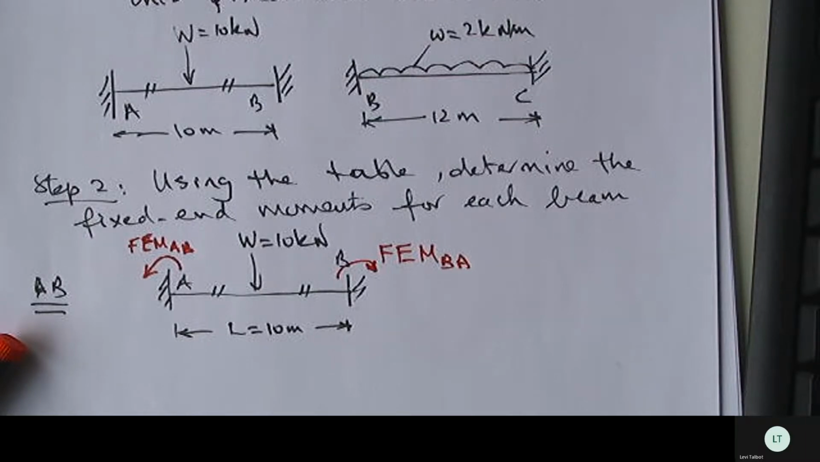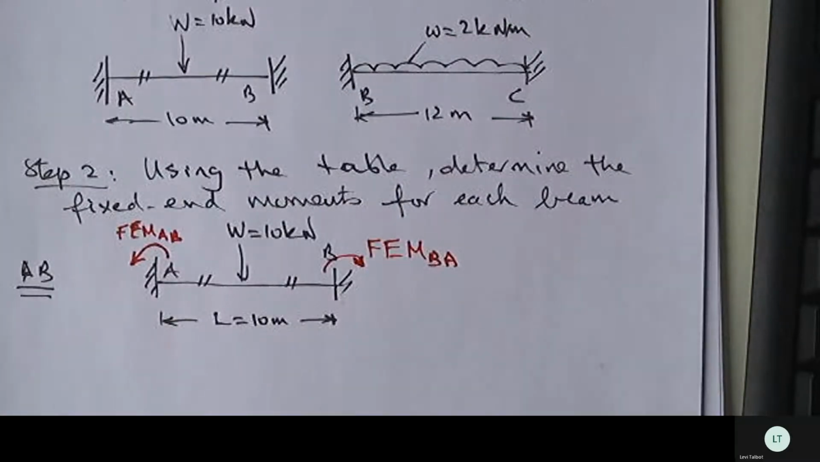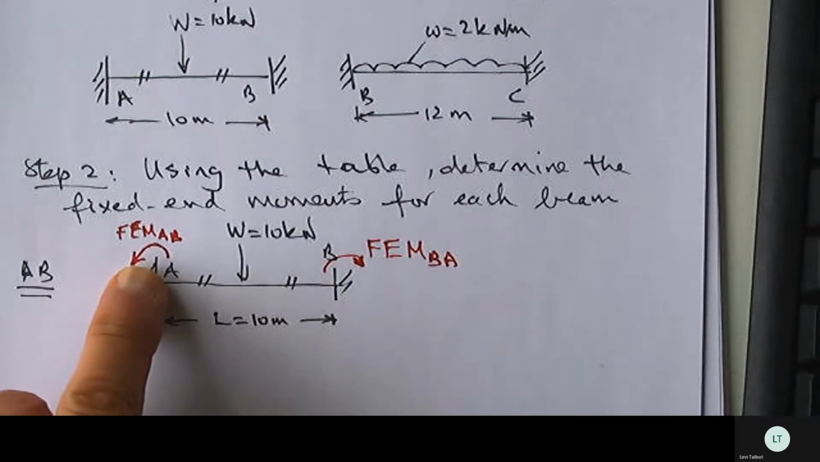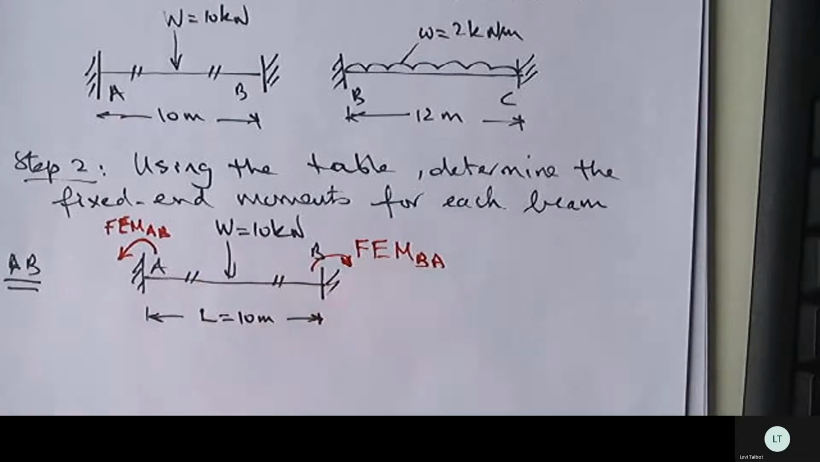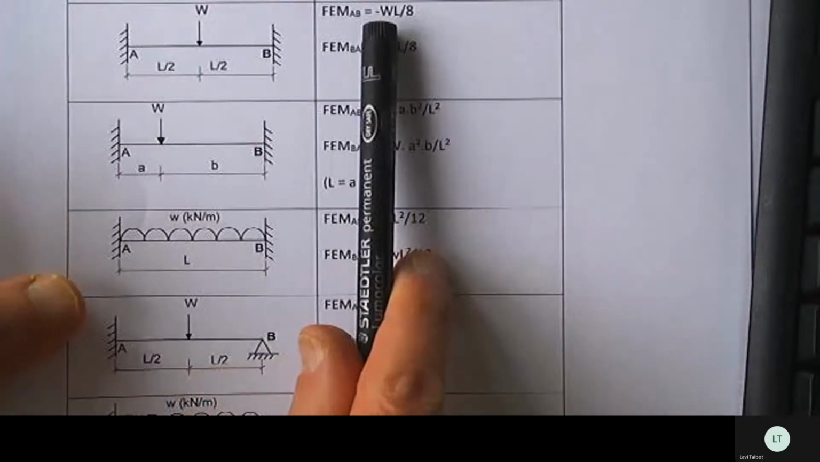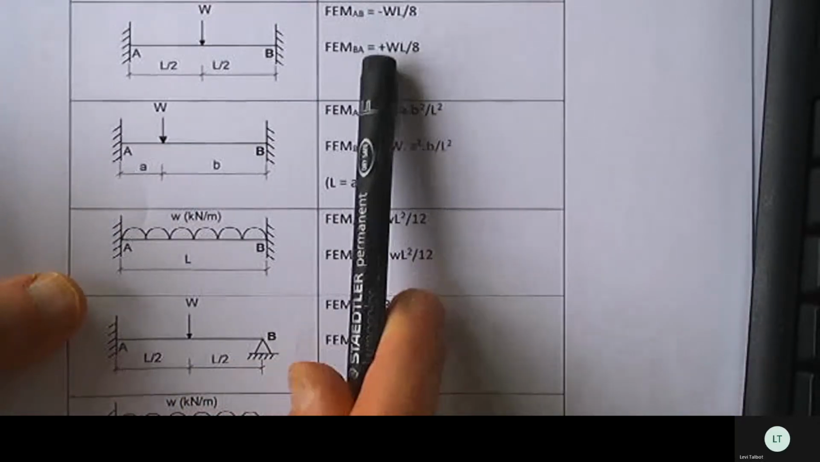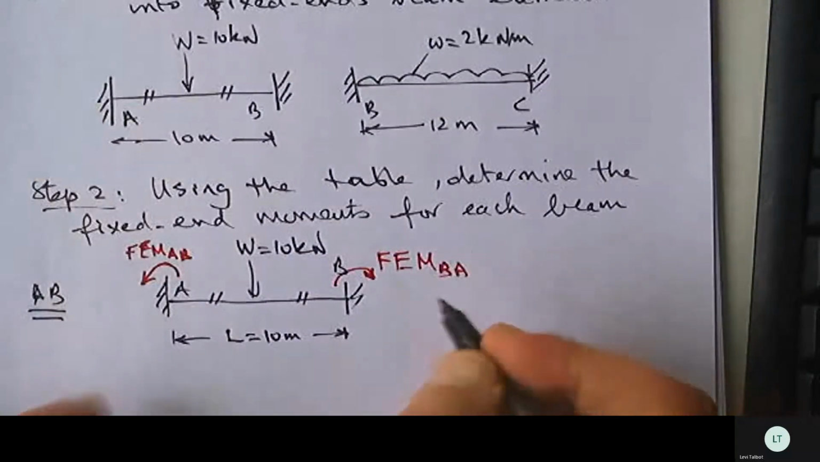Agreed? Does it make sense? Okay. So, by convention, this is a pure convention: if it's anti-clockwise, it's a negative sign, and if it's clockwise, it's positive. Therefore we have these values here. At A we have a moment of minus Wl over 8, and at B we have a moment of Wl over 8.